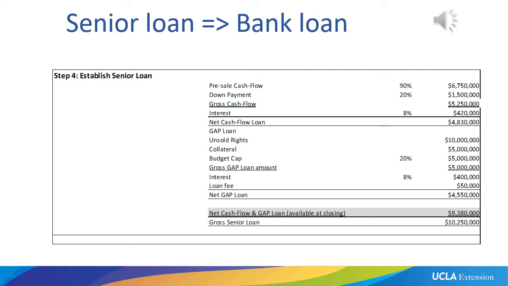So if we now add our net pre-sale loan to cash flow of pre-sale contracts and our net gap loan, the loan against our unsold rights, we get to receive $9,380,000 that we can use to cover our production costs. And you see down there, there is the gross senior loan. That amount, the $10,250,000, is the amount we keep in mind because we're going to have to pay that back later in our recoupment schedule.